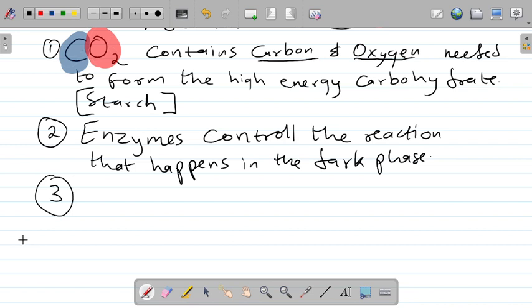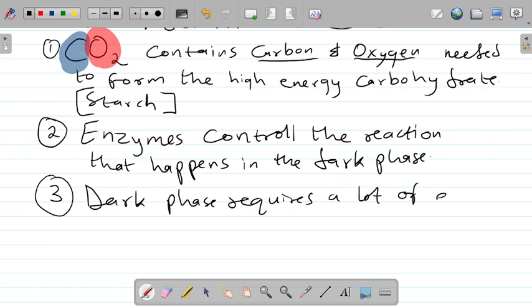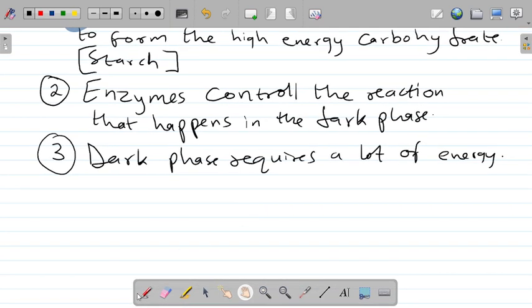However, the dark phase requires a lot of energy. So where's the energy going to come from? From the ATP. Good. ATP and that hydrogen. Remember, hydrogen is a high energy element.